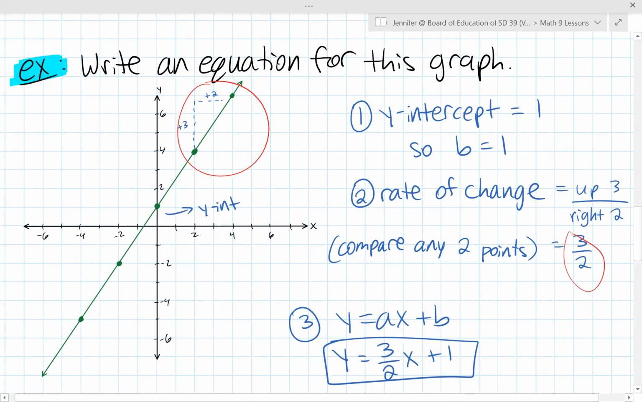And this translates to positive 3 over positive 2, because remember, going up and going right is positive, going down or going left is negative. And this is a fully reduced fraction, 3 over 2, so that's our rate of change. Finally, we just put it into the equation here. We replace a and b with the values we just found, so y equals 3 over 2x plus 1.